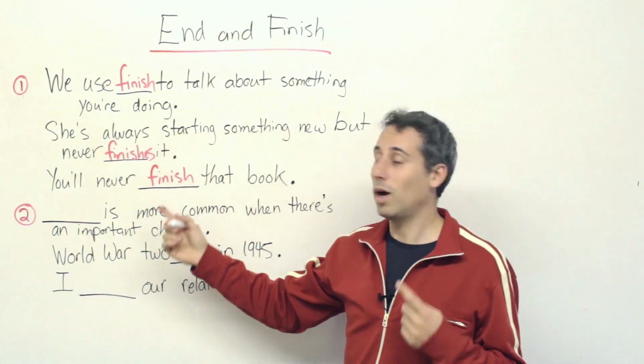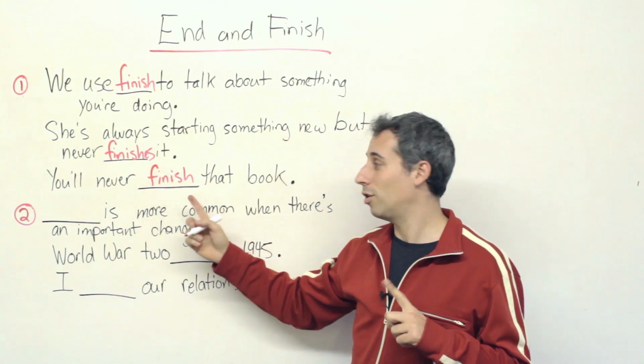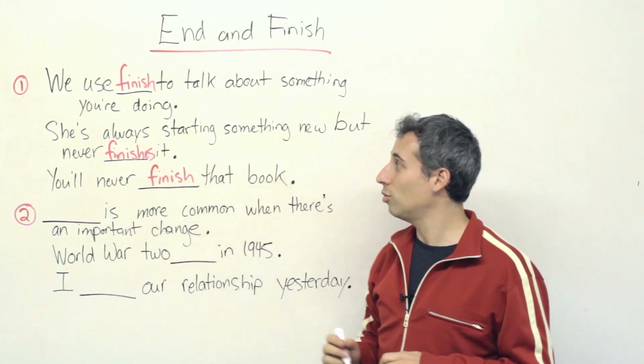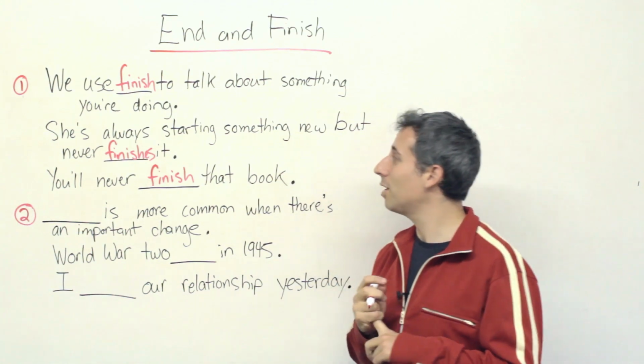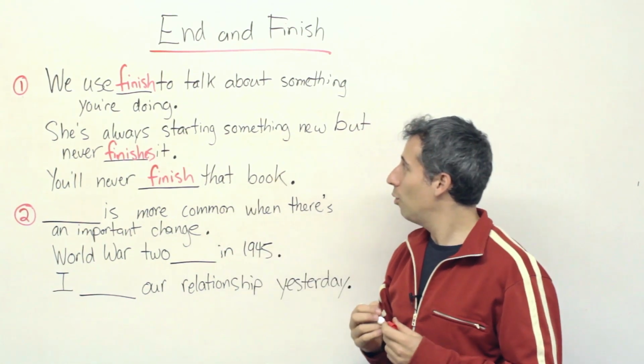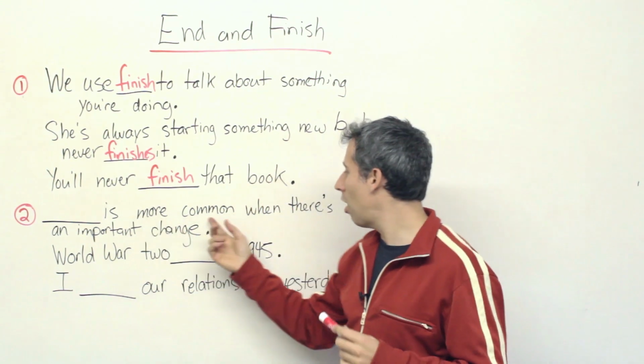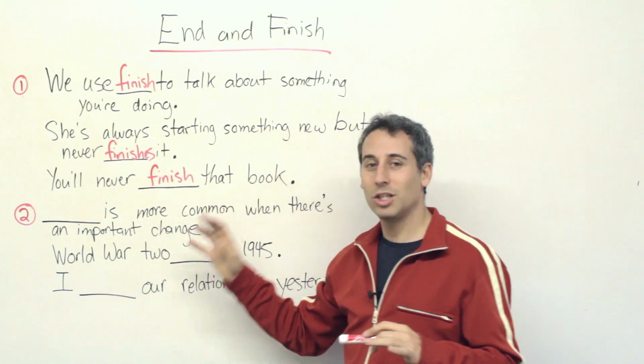Remember as well, of course, that you have to conjugate the verb, because this is a verb. So that's the rule: we use finish to talk about something you're doing. Okay, here's the next one. We use either end or finish, but end is more common when there's an important change.